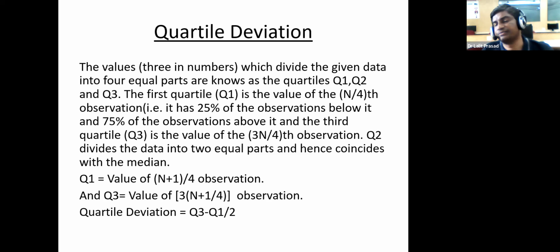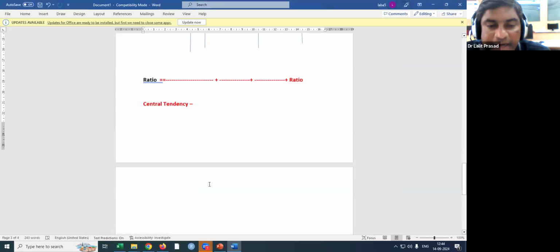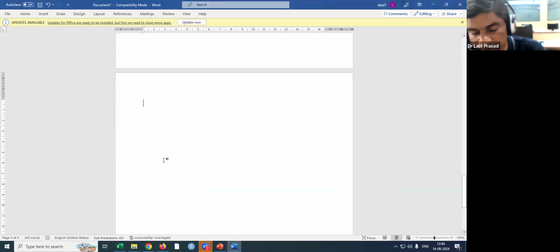Then quartile deviation. What is the quartile deviation we are talking about? The three values which divide the given data into 4 equal parts are known as the quartiles, Q1, Q2, and Q3. The first quartile, Q1, is the value of the n by 4th observation. That is, 25% of the data is below it and 75% of the data above. So I will show you one example and then accordingly how we divide it. So this is the entire data, the data points. You can see here.